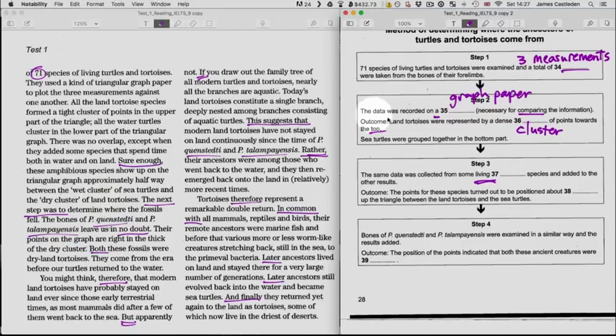Oh, I can see it now. The data was recorded on a graph. Lower part of the triangular graph. So paper doesn't fit, because a paper, unless it's a research paper, doesn't fit. Anyway, coming back to this one.